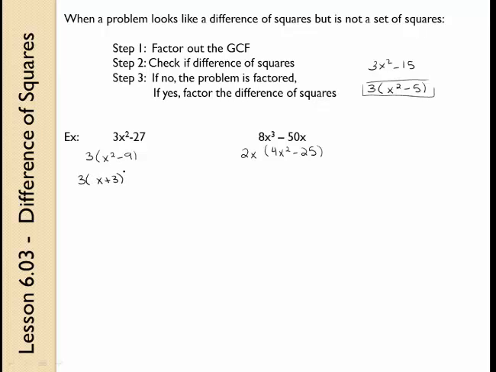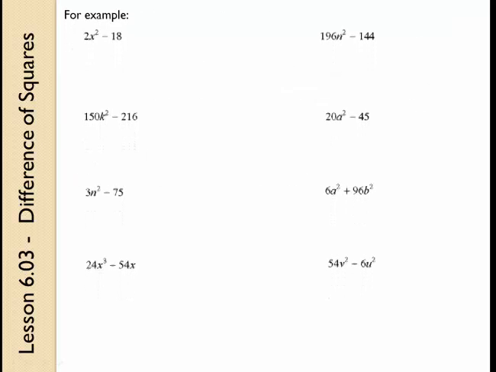So I factor that. The square root of 9 is 3. And then here I have the square root of 4x squared is 2x. And the square root of 25 is 5. So I have 2x plus 5 and 2x minus 5. And then we have completely factored. So let's take some examples.